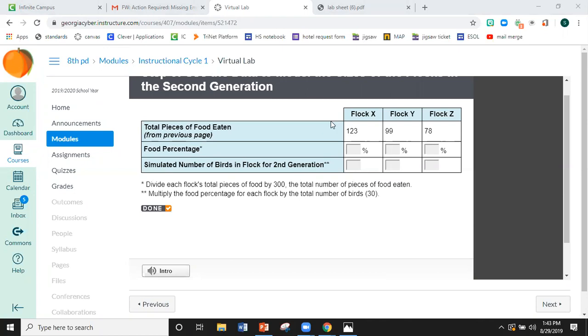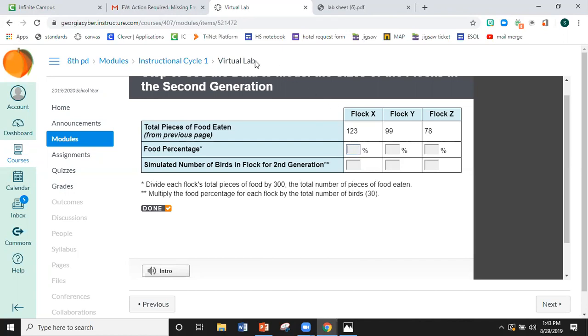So these numbers, 123, 99, 78, from the previous page, that was the total amount of food that each flock ate. So now we need to find the percent of the food that each flock ate. Remember, there were 300 pieces of food total. Flock X ate 123. So we need to figure out what percent of the food that was.